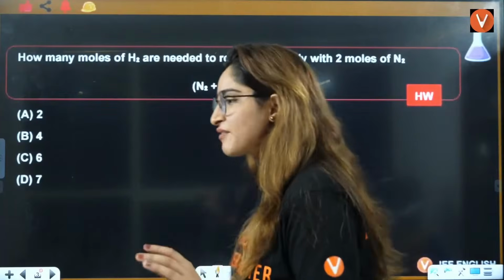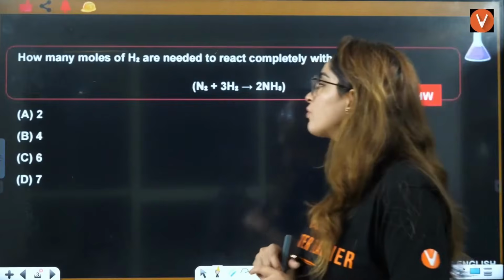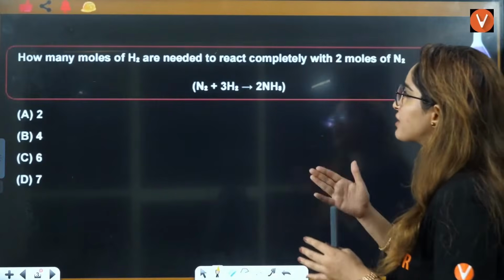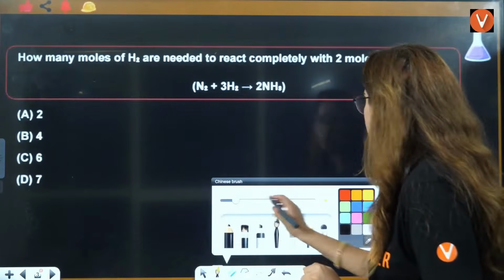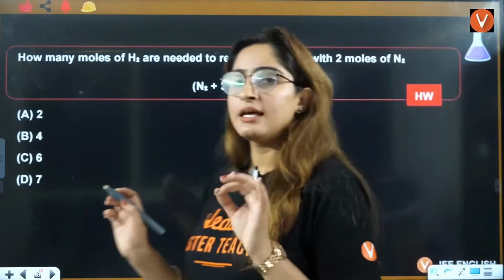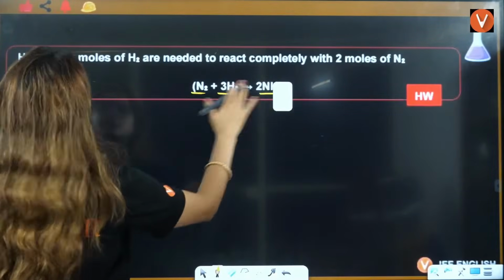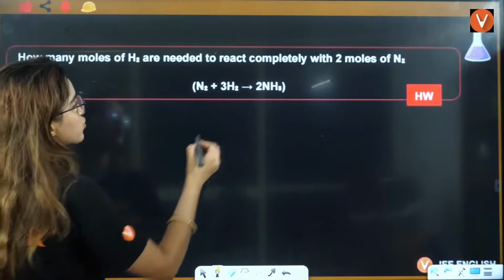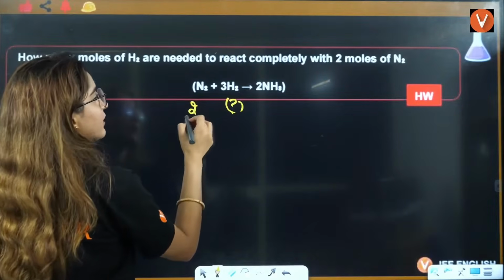Okay, yes everyone, let's start and let us see what the homework was. The homework was: how many moles of H2 are needed to react completely with 2 moles of N2? See, what you have here is N2 plus 3H2. Now, how many moles of H2 are needed to completely react with N2?